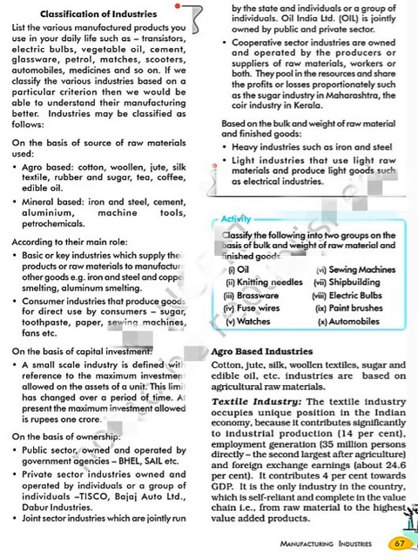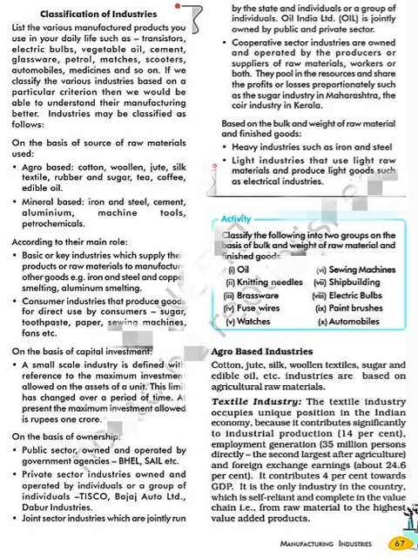Then the classification according to the main role performed by the industry: basic or key industry and consumer industry. Basic or key industry means those which supply their product or raw material to manufacture other goods, like iron and steel, copper smelting, aluminium smelting. Then consumer industries produce goods for direct use by the consumer, like sugar, toothpaste, paper, sewing machine, fans. So that is a consumer industry.